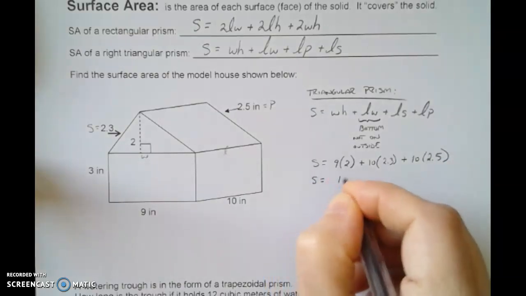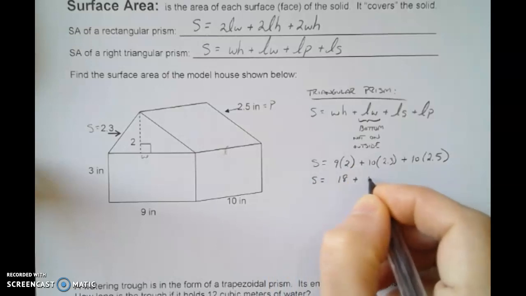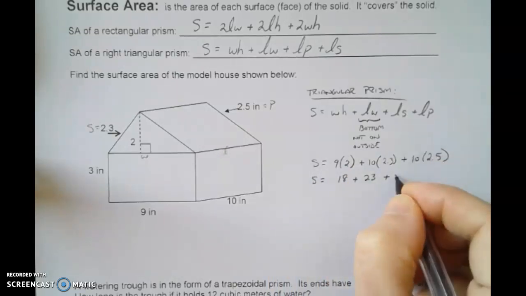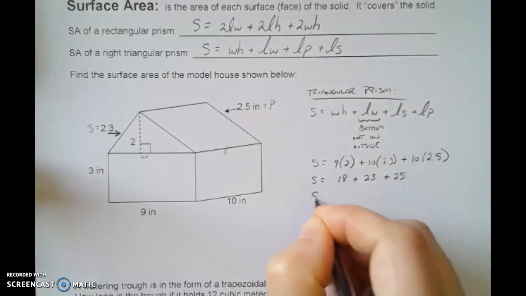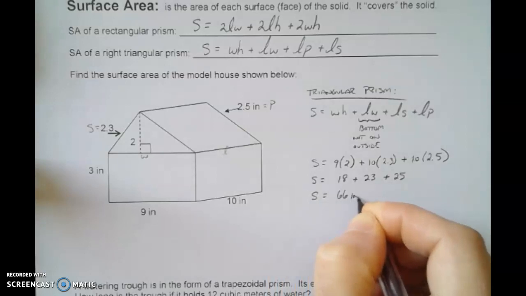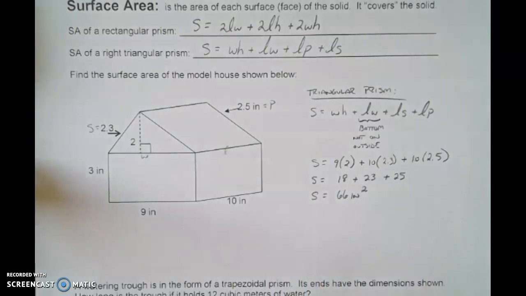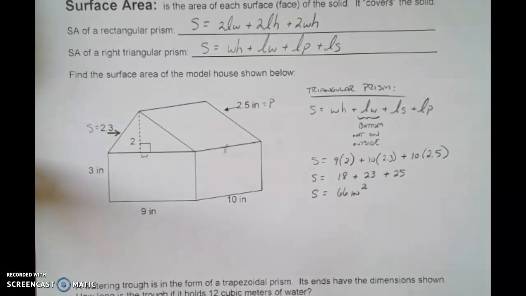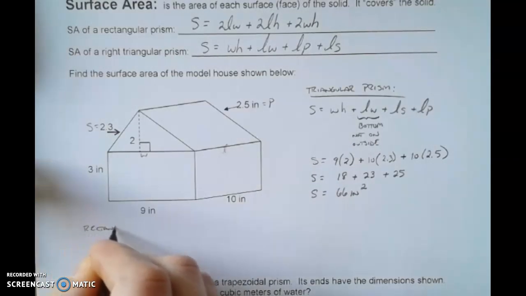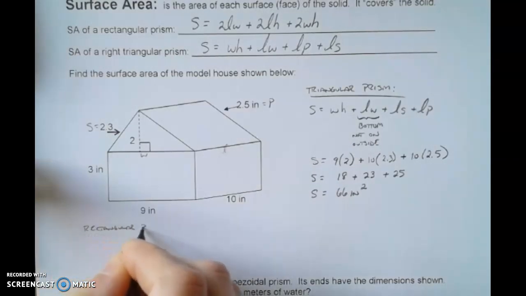9 times 2 is 18. 10 times 2 3/10 is 23. 10 times 2 1/2 is 25. And when we add these all together, that's going to give us a total of 66 square inches for the surfaces that we can see. Okay, we're going to do something very similar now with the rectangular prism. I'll do that down here.